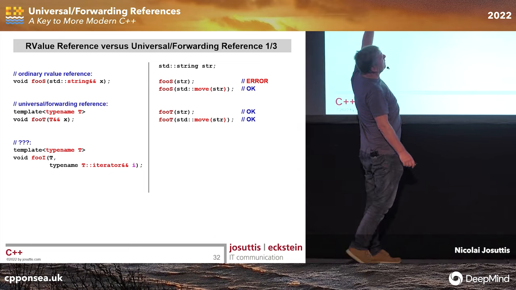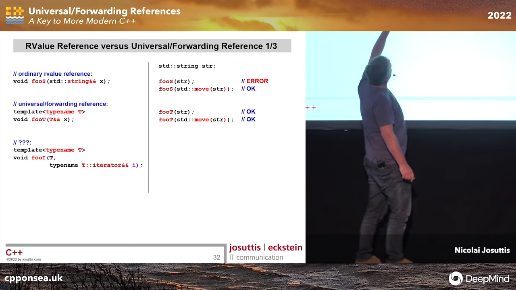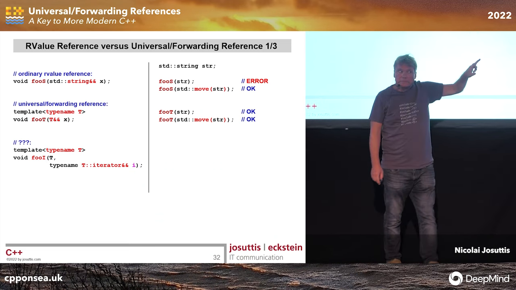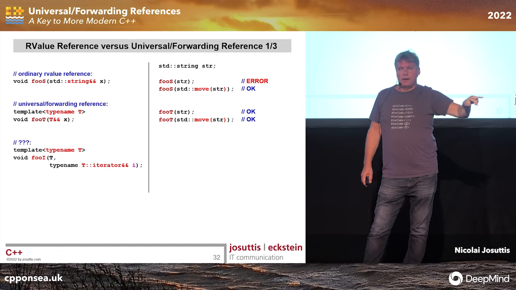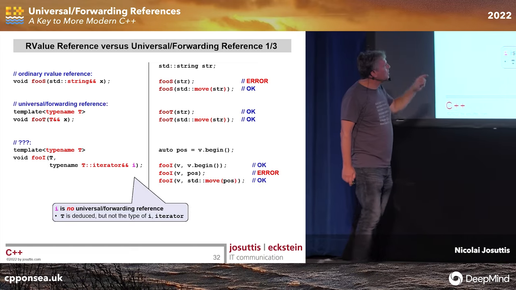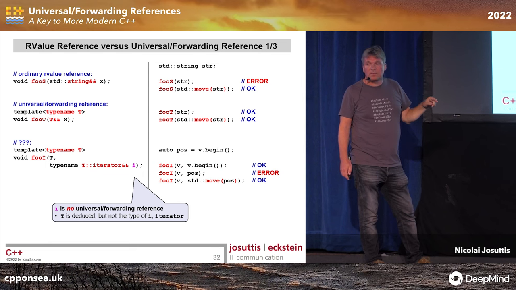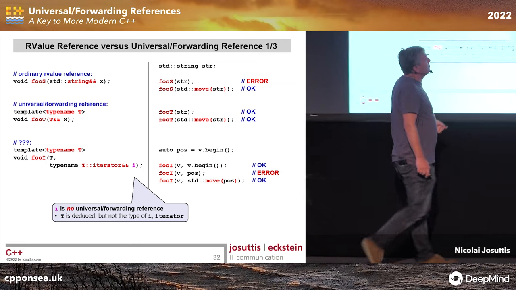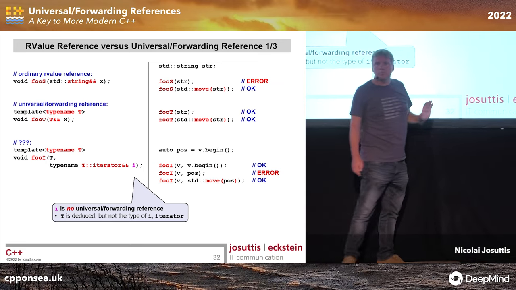What if in your function you have an R value reference to a member of a template parameter? Do you know it? By rule, that's not a universal reference. That is an R value reference. So that means you cannot pass here an iterator that is an L value. You have to mark it with move.